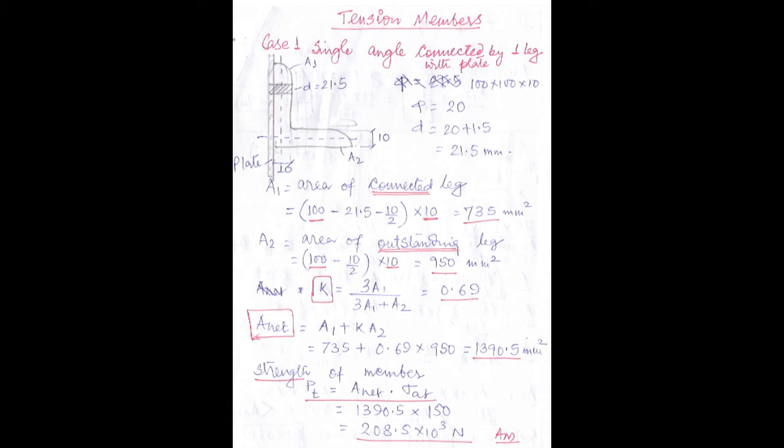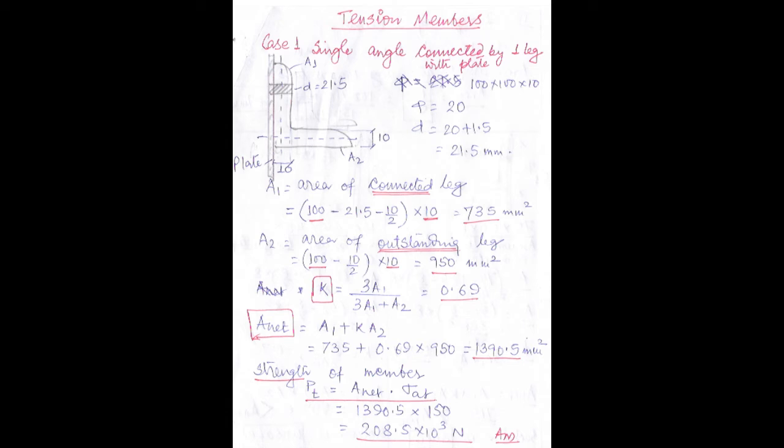So the net area we have got it. What was the question? The question was you have to find the strength of the member. So what is the formula? PT is equal to A net into sigma AT. What is A net? 1390.5. What is sigma AT? It is 150 MPa. It is given in the question.